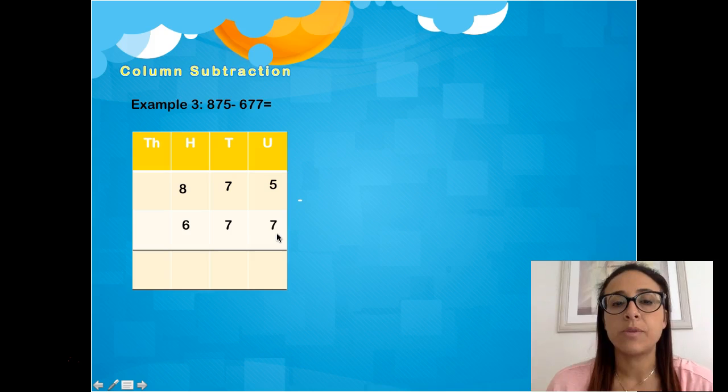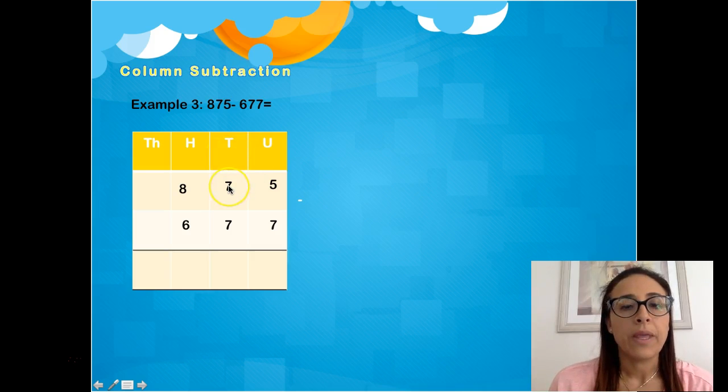We are unable to subtract 7 from 5 as 5 is smaller, so we need to borrow from our tens column. So we need to cross out the 7 and make it 1 less, which is 6, and the 1 that we took away from the tens column, we need to place into our units column. Now we have the number 15. 15 minus 7 is 8.